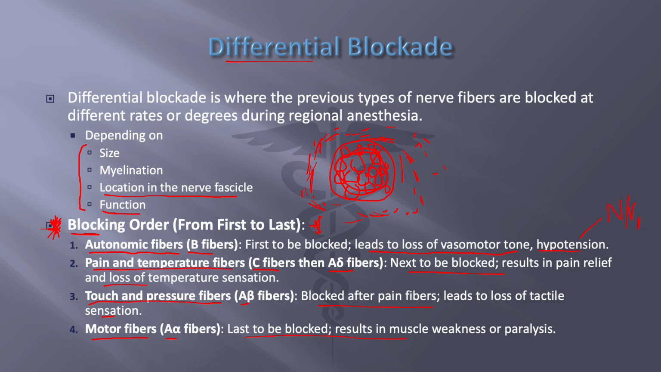Okay. So when we have a really dense block, if I do a brachial plexus block on a patient, and I go up and ask them to give me a high five, and they can't even lift their arm up off the bed, I know that I've got a really dense block, and I've blocked those A alpha fibers.